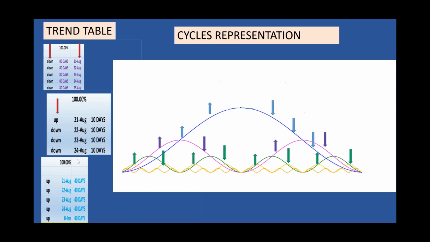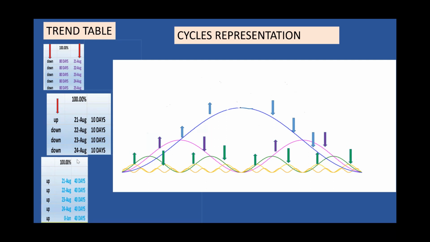When many cycles are up at the same time, there is a high probability the market will go up. The question is, by how much? By what amplitude? It all depends on the other cycles. When you combine all cycles together, then you will have the trend of the market.